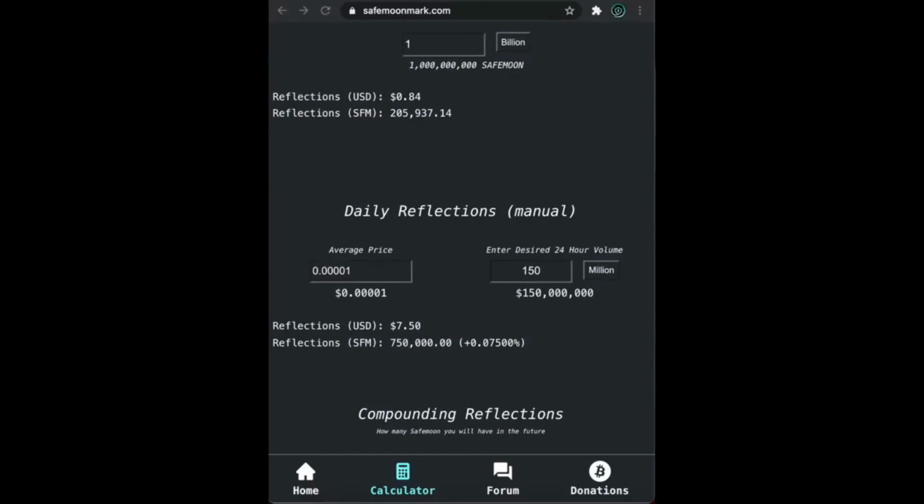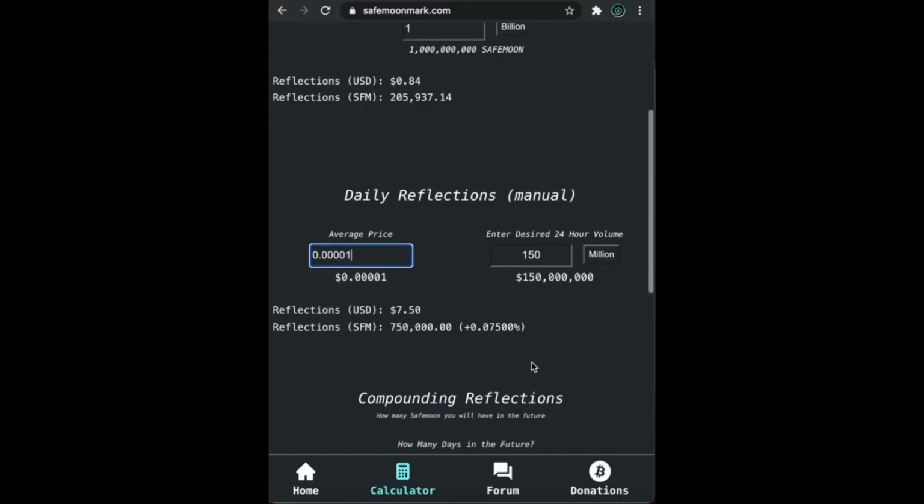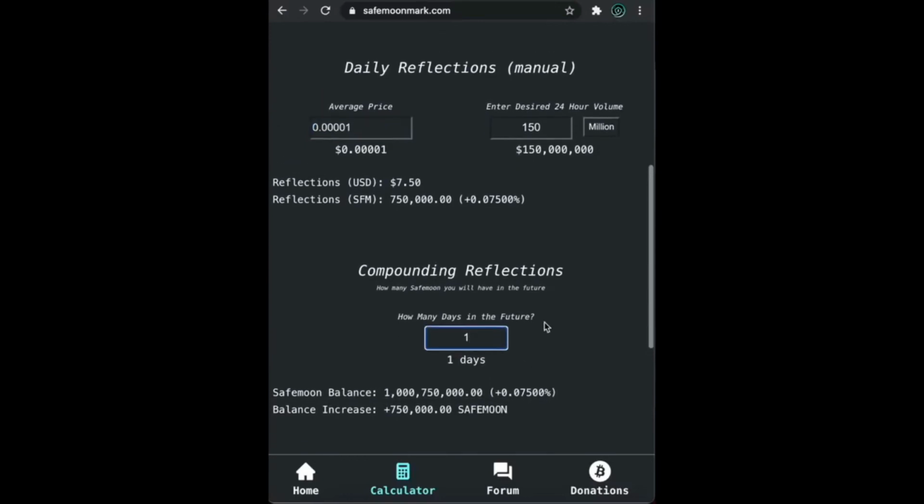Well, let's cut our price to be about half of what it is right now, or 0.00002. We can see that again our USD stays the same, but our reflections go through the roof. What we can draw here is that the lower the price, the more reflections you gain, and the higher the price, the less reflections you gain. This applies exponentially if we scroll down and change the number of days in the future we are projecting to. You can really see how lower prices compound here. I hope you can see that the longer the price stays low, the better off we are in the future.